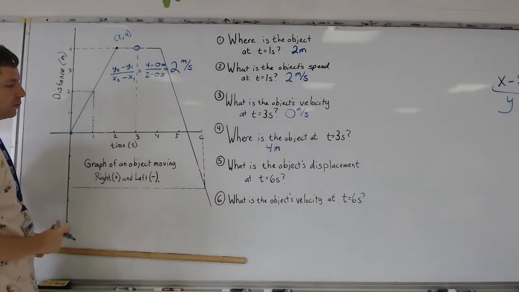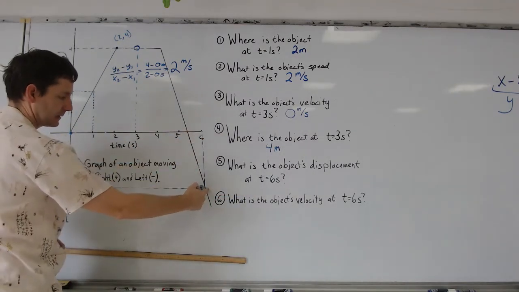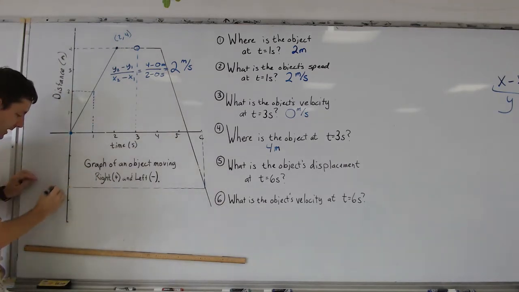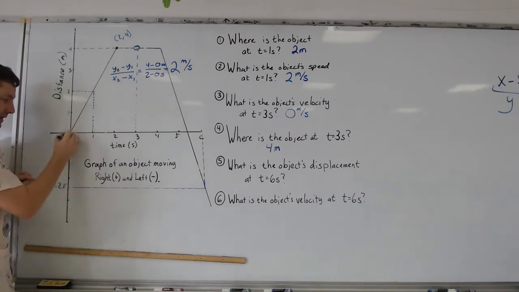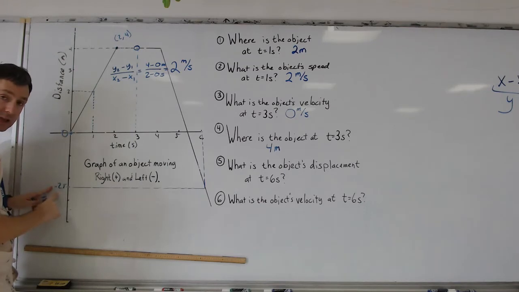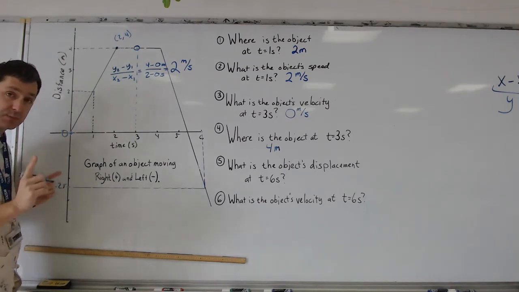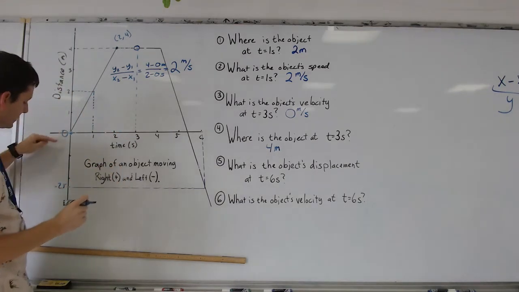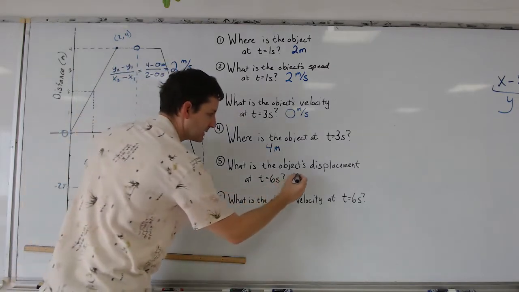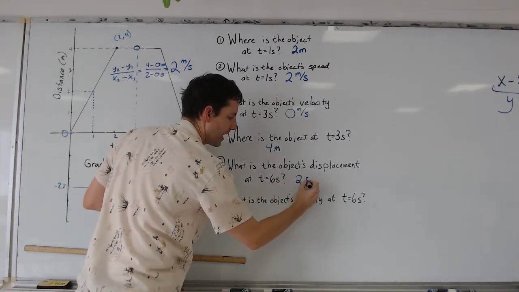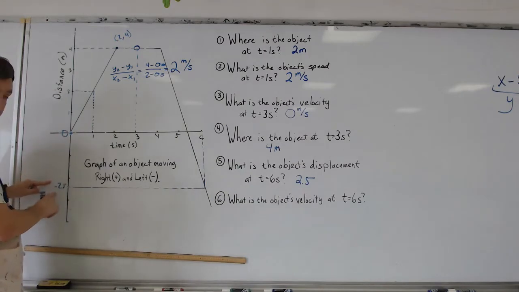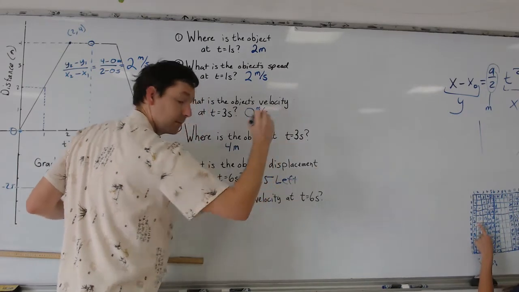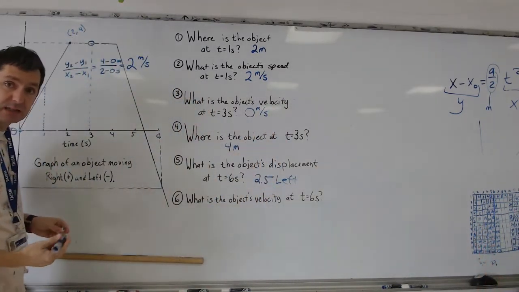So right there, at 6 seconds, it is right here, -1, -2, about -2.5. So it started at 0, and now it's at -2.5. Remember displacement, all that matters is your starting point and your ending point. So from 0 to -2.5, my displacement is 2.5 in the negative direction, which is to the left. All right, so that's how we would look at displacement.